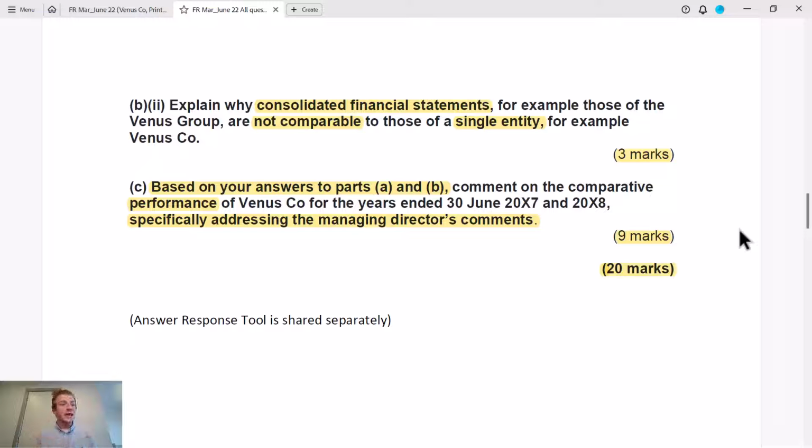You can see it on here for the second part of B, which is asking about consolidated financial statements for one. Why are they not comparable to a single entity? And you've got to be saying to yourself, 3 marks on here, so I need 3 short paragraphs.